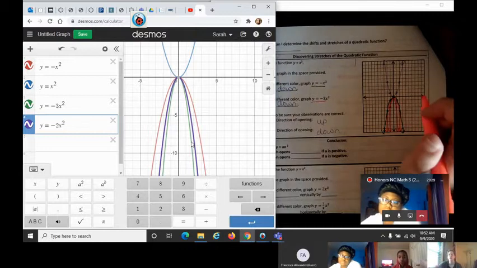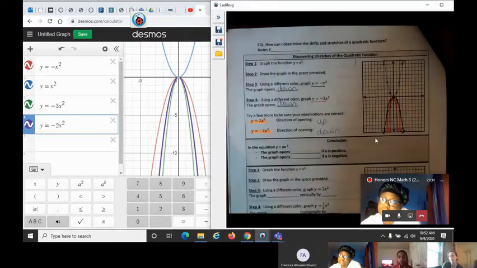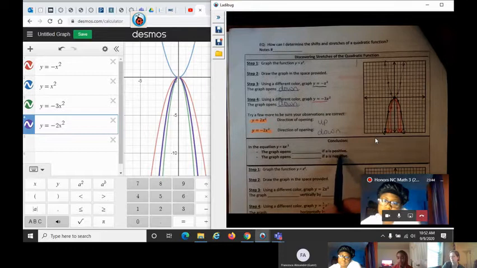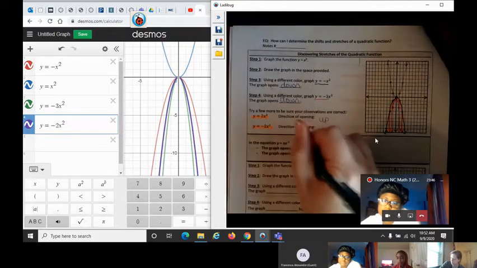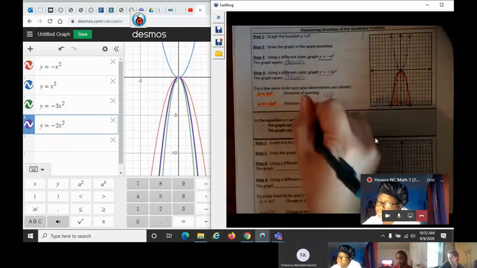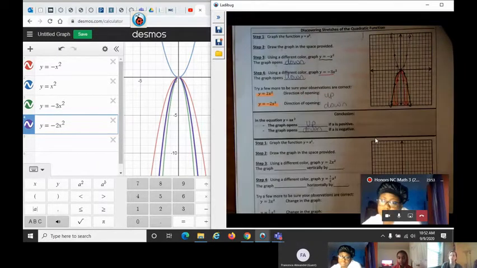Okay. So that's what happens. The bigger that number, the skinnier you're going to get your parabola to be. So in conclusion, the graph opens which direction if A is positive? Up. Okay. And if A is negative? Down. Perfect. Okay. So that's that.